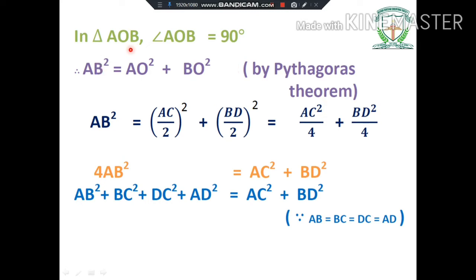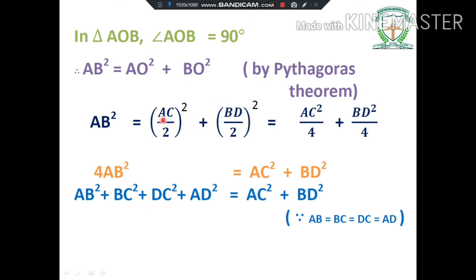Dear children, substitute the values here. AB square is equal to AO square plus BO square. What is AO? AO is half of AC. So AB square is equal to (AC by 2) whole square plus BO, that is half of BD, (BD by 2) whole square.